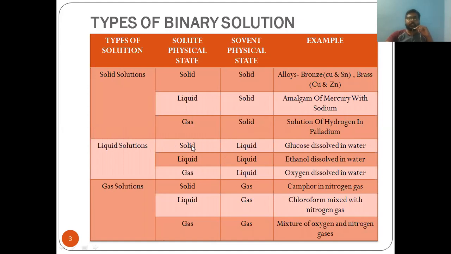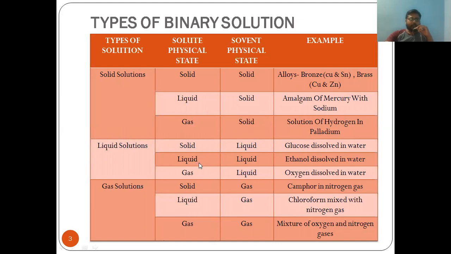The second main type, liquid solution, where the solvent will be liquid. We'll consider the first type in it, where the solute is solid. Any polar solids in polar solvents can be taken as an example. For example, glucose dissolved in water, sucrose dissolved in water, any sugar dissolved in water, salt dissolved in water, etc.